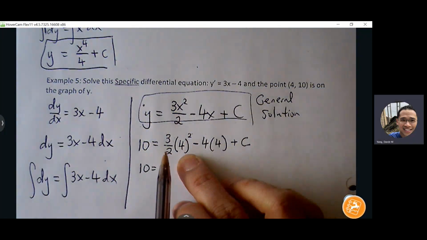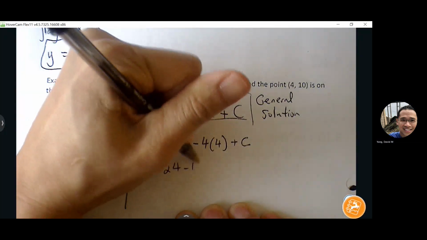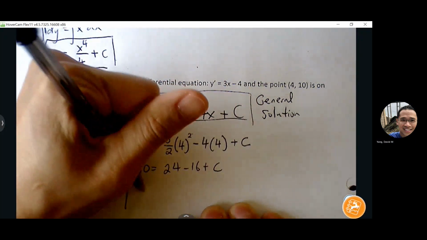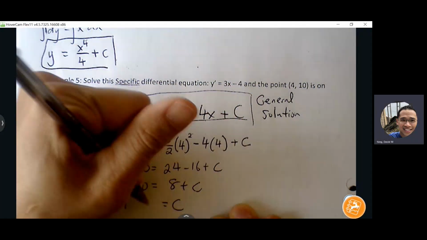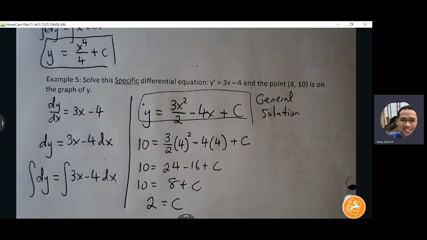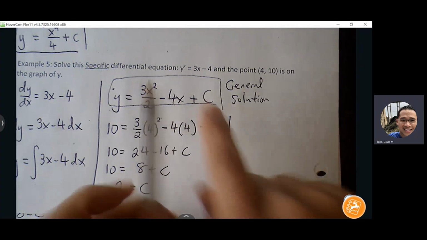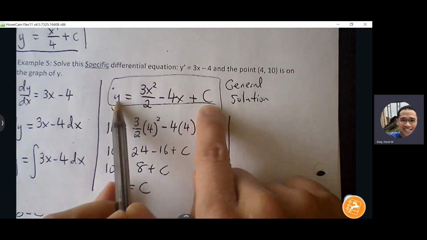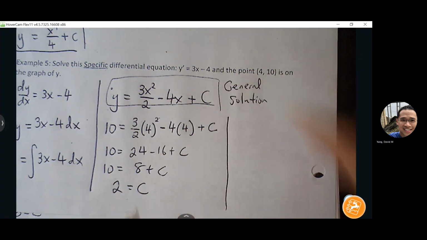So I get 16 over 2, which is 8. 8 times 3 is 24. Subtract 8 from both sides, c equals 2. So now that I have my c value, I'm going to write my specific solution. I'm going to rewrite my general solution, but I'm just going to replace the c with what I found here.